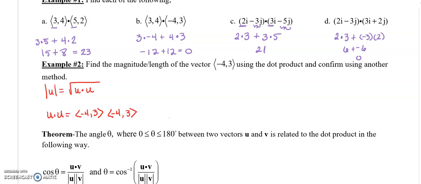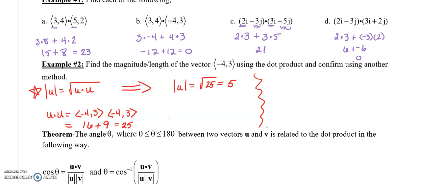You can see that I wrote u times u below my original formula, and I'm going to find the dot product. Negative 4 times negative 4 is 16, and I will add it to 3 times 3, which is 9. So u times u is 25, and if I follow this formula up here, the magnitude of u will equal the square root of 25, which is 5.